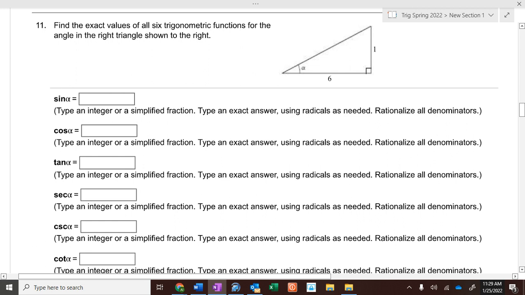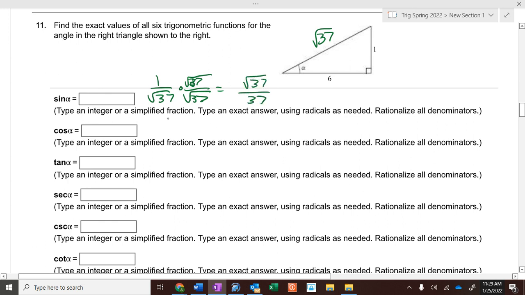Figure out my hypotenuse. How do I figure out my hypotenuse? Use the Pythagorean theorem. C squared equals A squared plus B squared. You get the square root of 37. So what's the sine of alpha? Sine is what over what? Opposite over hypotenuse. It's 1 over square root of 37. Can we leave it like that? No. We have to multiply top and bottom by square root of 37. So it's square root of 37 over 37.